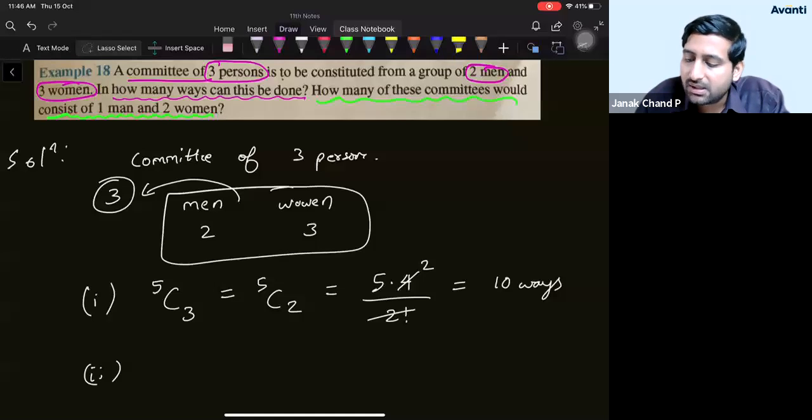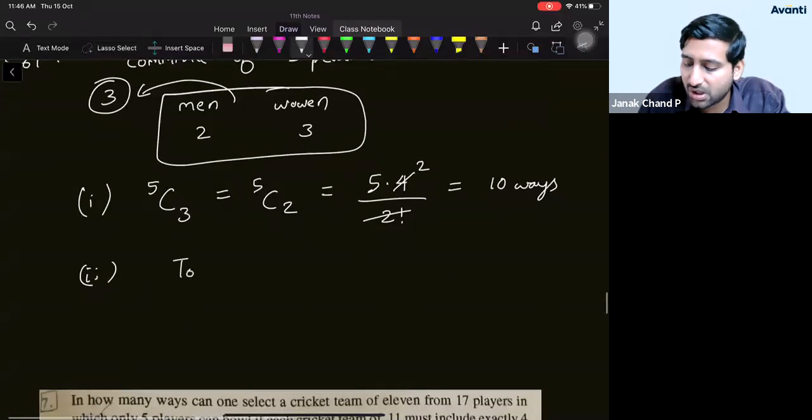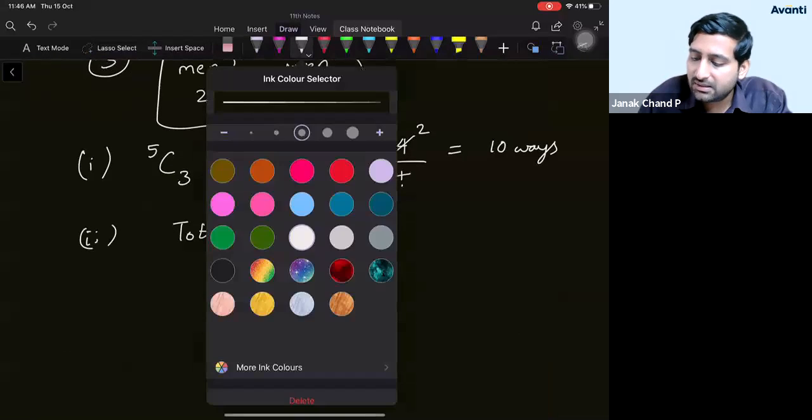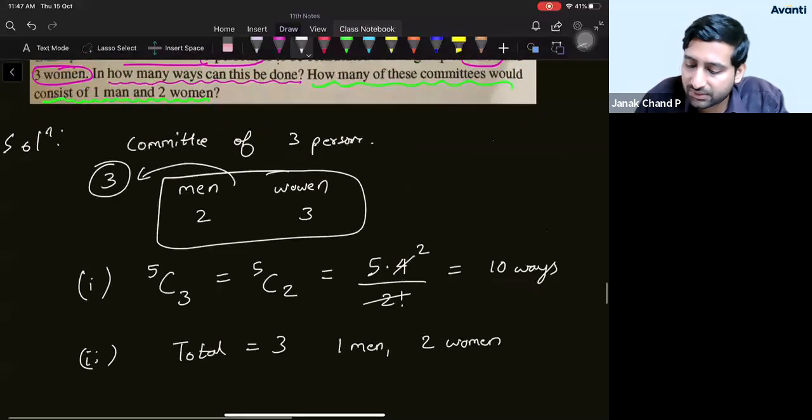The second part says, out of these, there are totally 10 ways of picking 3 persons out of 5. But now for the second part, they are saying how many have 1 man and 2 women. So what we should do here compulsorily, see, the total is 3, there is no doubt. Total we want 3 only, but here they are saying that in this total 3, we should have 1 man and then 2 women. This is the condition. So you should compulsorily take care of this.